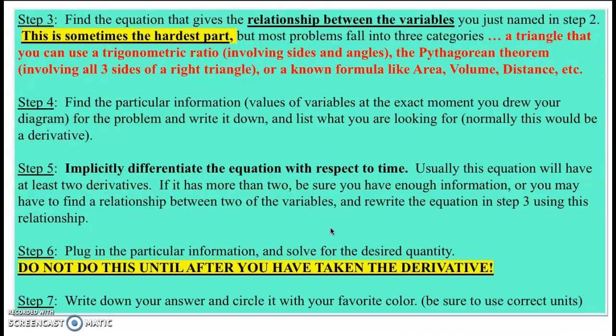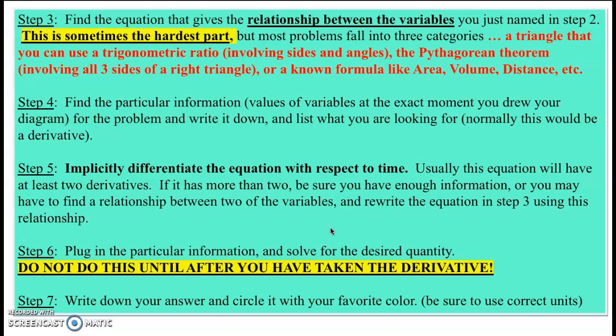Step 3 of this procedure would be to find an equation that gives the relationship between the variables that you just named in step 2. This is sometimes the hardest part of related rates, coming up with an equation, but for the most part, the problems fall into 3 categories. A triangle where we can use a trigonometric ratio involving the sides and angles, the Pythagorean theorem, which involves the 3 sides of the triangle, or a known formula like area or volume or distance. And you don't have to memorize those formulas. We'll always be able to look them up or have a reference guide to give us those formulas.